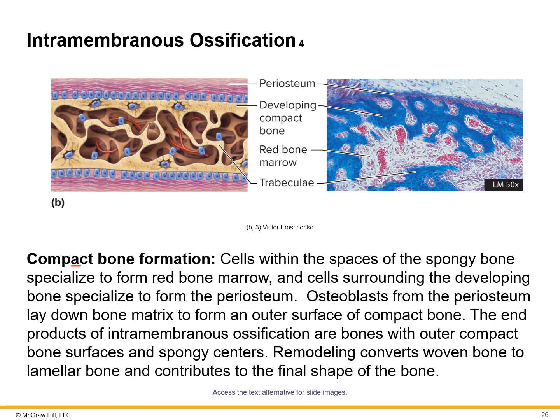Now the compact bone formation: the cells within the spaces of the spongy bone form the red bone marrow. And the cells surrounding the developing bone specialize in forming the periosteum. Those osteoblasts, again, B for building, from the periosteum lay down bone matrix to form the outer surface of the bone. The end products of intramembranous ossification are bones with outer compact bone surfaces and spongy centers. Remodeling converts the woven bone to the lamellar bone and contributes to the final shape of the bone.